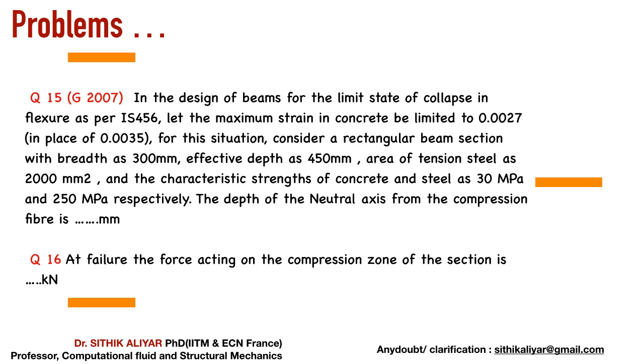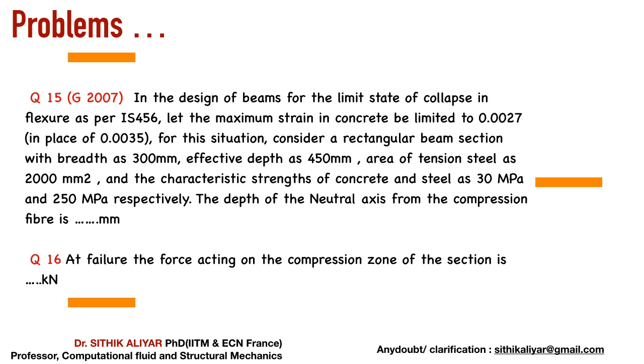For this situation, they changed the strain value. If they are changing the strain value, it is going to change everything, because the step 1 of x1 and x2, the 3/7, 4/7 of xu, will change. From that, the total equation will change. So for this situation, they have given a rectangular beam of width 300 mm, depth 450 mm, AST 2000 mm square.